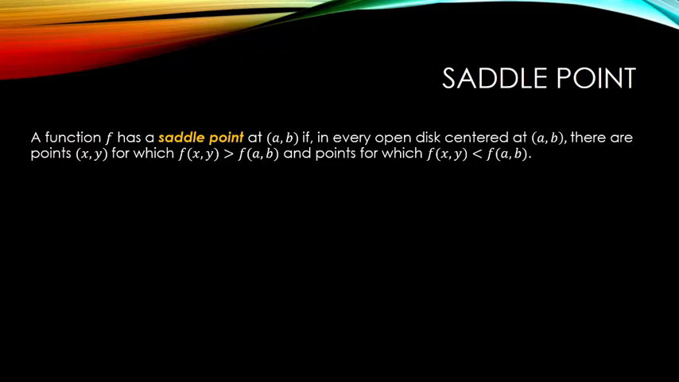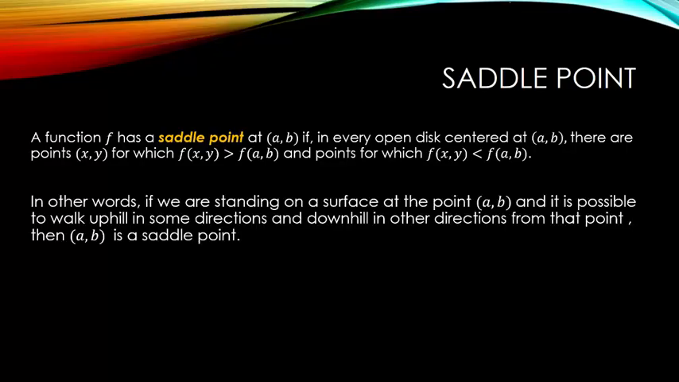A function f has a saddle point at the point (a, b) if in every open disk centered at (a, b) there are points (x, y) for which f(x, y) is greater than f(a, b), and there are points for which f(x, y) is less than f(a, b). In other words, if I'm standing on a surface at the point (a, b), and it's possible for me to walk uphill in some directions, but downhill in other directions from that point, then (a, b) has identified a saddle point.